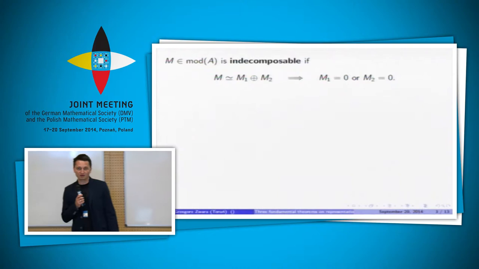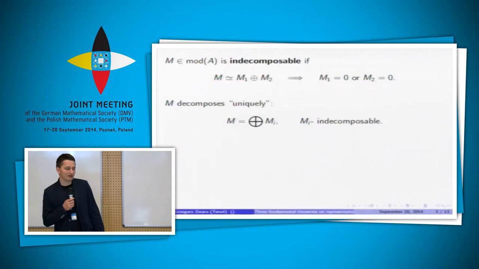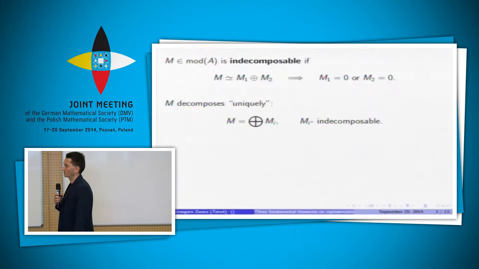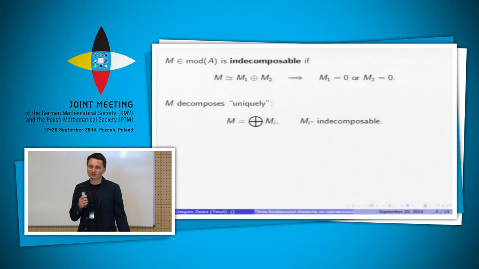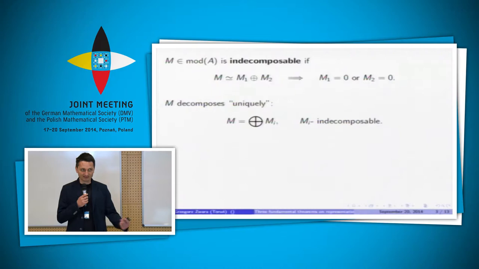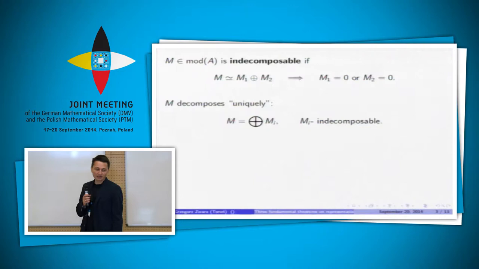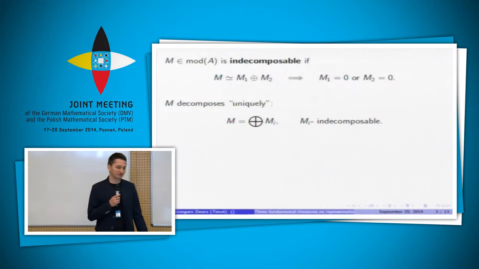So there is some similarity, I would say, between integers and prime numbers. Any integer number decomposes as a product of prime numbers, say uniquely, which means up to order, and also up to the fact that we can present 6 as 2 times 3 or minus 2 times minus 3, but essentially it's unique. And the same with modules: M decomposes into a direct sum of indecomposable modules, uniquely up to order and isomorphism classes of these modules.